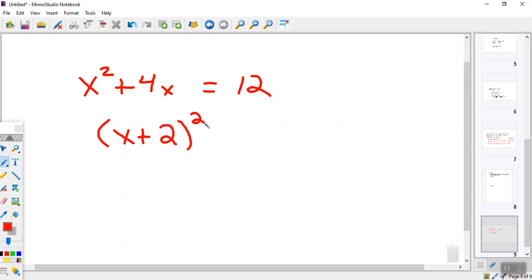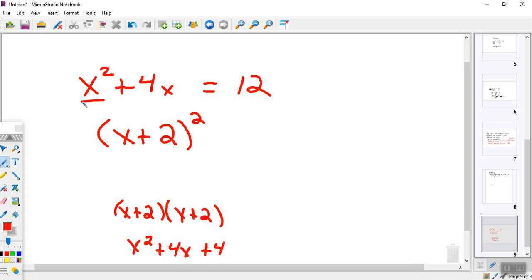But here's the situation, kids. When I FOIL x plus 2 times x plus 2, if I would FOIL this out, this gives me x squared plus 4x plus 4. Now is the x squared showing up here? Does the x squared show up here? Does the 4x show up here? But is this plus 4 already up here? It is not.